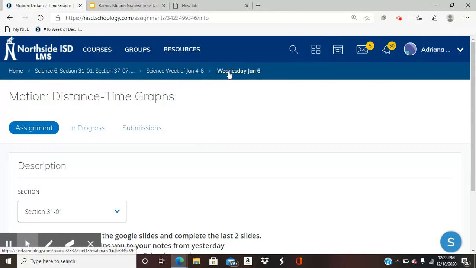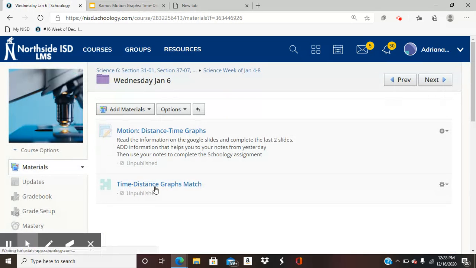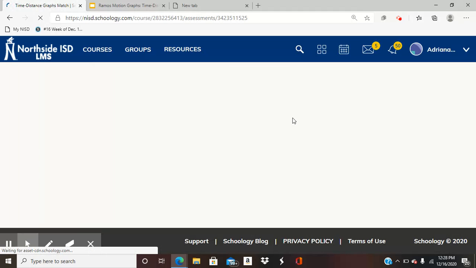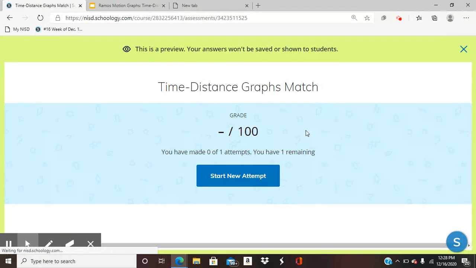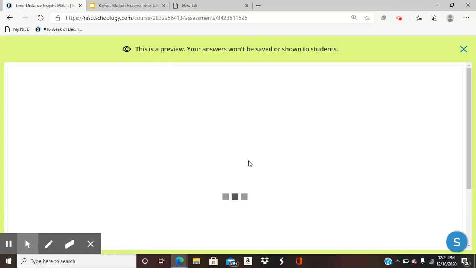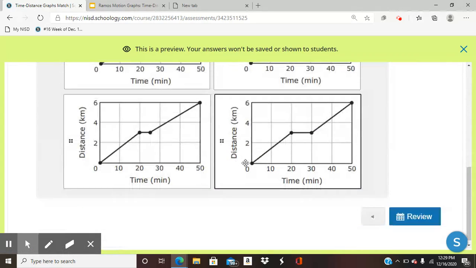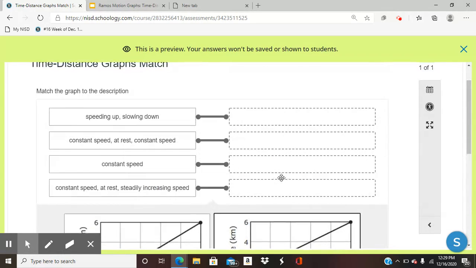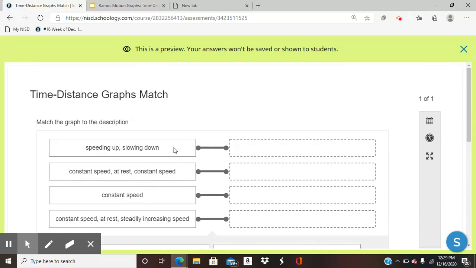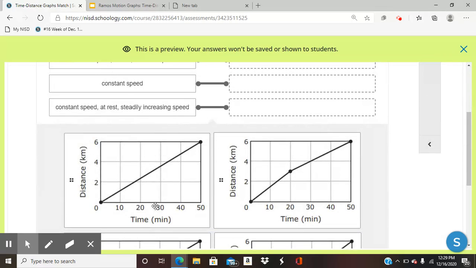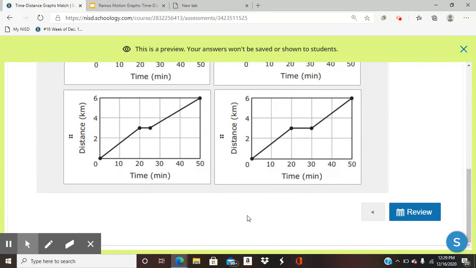Now, you will go back out and you will complete your time-distance graph match. Please use your notes, guys. I hope you've been taking your notes down. And all you're doing is matching, okay? You're looking at the graphs and you're just matching. That's all you're doing, is to click and drag. Match the graph to the description. It will help, use your notes, guys, please.